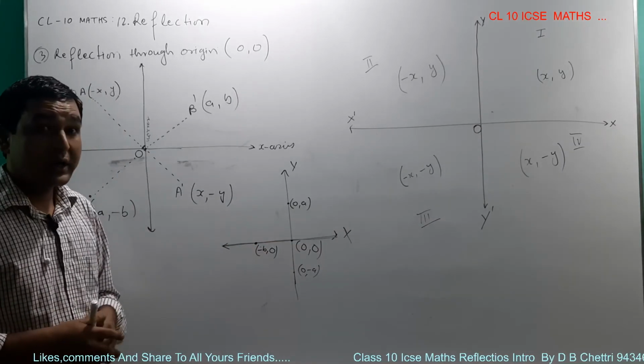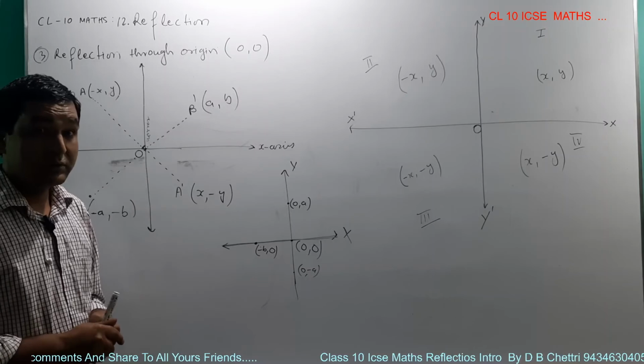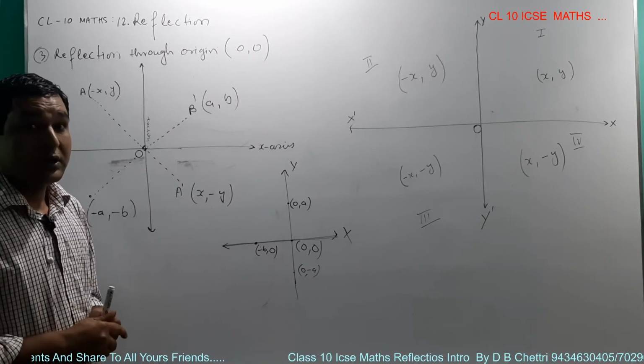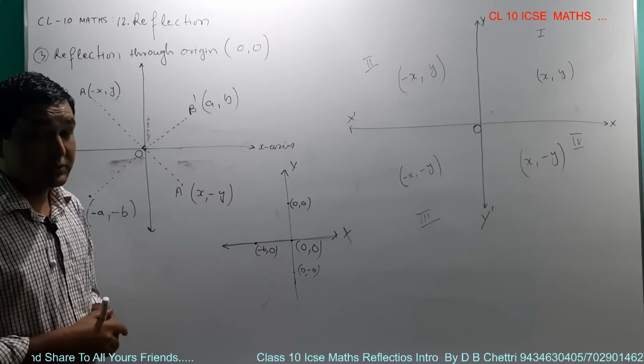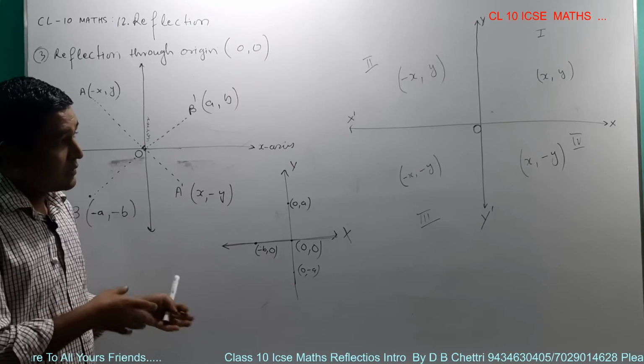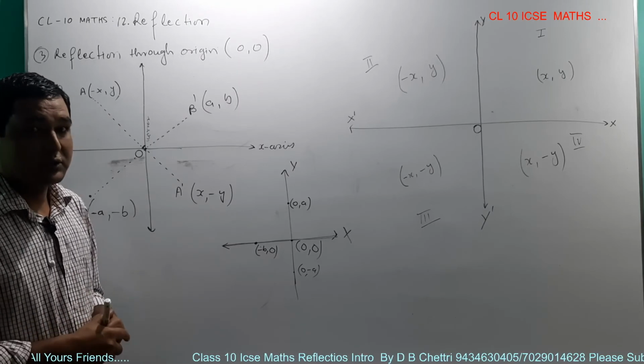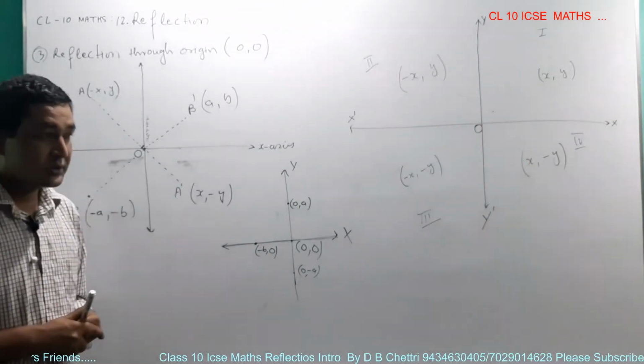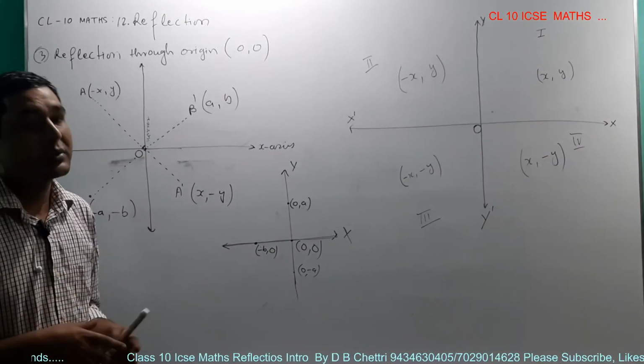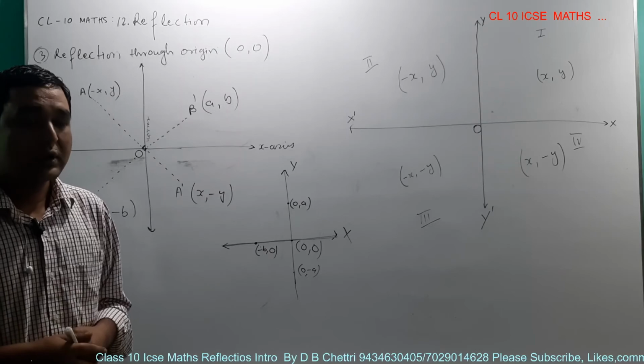I think you got the idea of how to get the coordinates of the image under the different conditions. Please go through this video. This is the basic concept. If you get this, then we can easily do other questions, and these are very easy questions. To get the correct figure, please use graph paper.